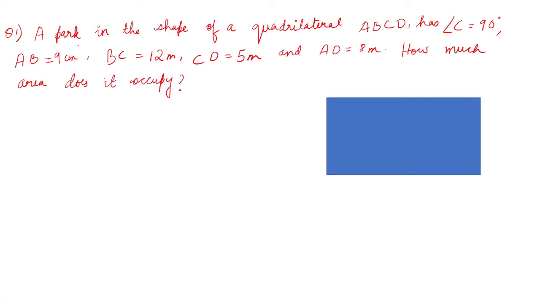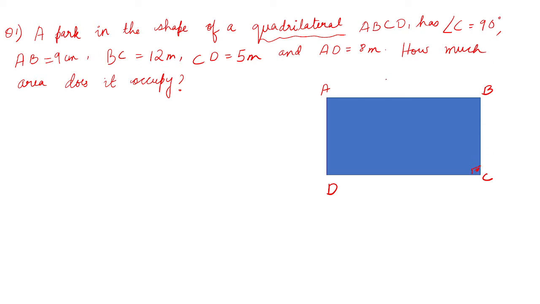A park in the shape of a quadrilateral. A quadrilateral is a polygon with 4 sides. I'm going to name my quadrilateral ABCD, and it is given that angle C is 90 degrees. This is the biggest clue that we have for solving this question. Angle C is 90 degrees.